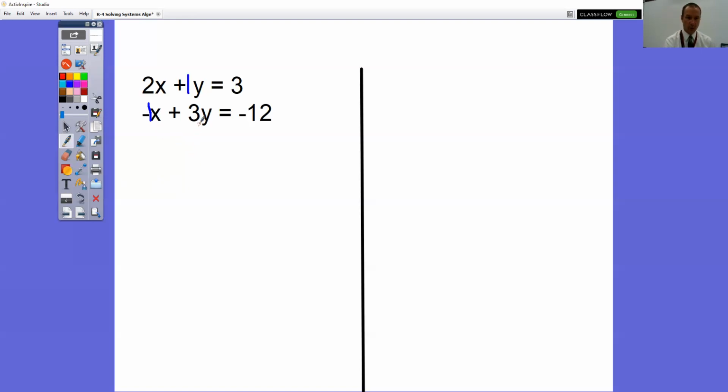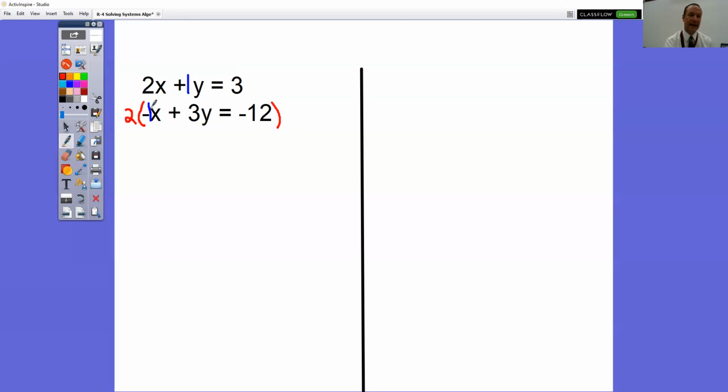You could, if you wanted to, create opposites with your y's. If you wanted to create opposites with your y's, the opposite of 3 is -3. To get a -3, you would have to multiply this top equation by -3, because -3 times 1 would give you a -3y. I'm going to solve the problem a little bit differently. I'm going to use the x's to make opposites. I just think it's a little tiny bit easier.